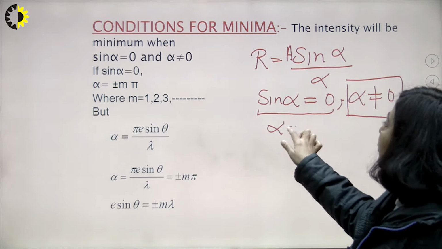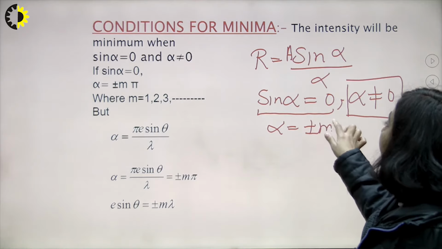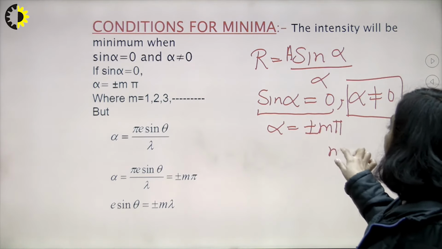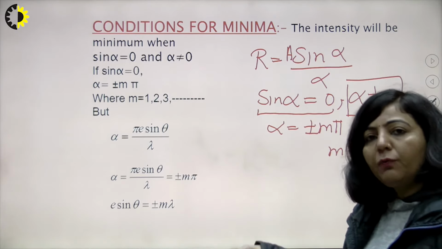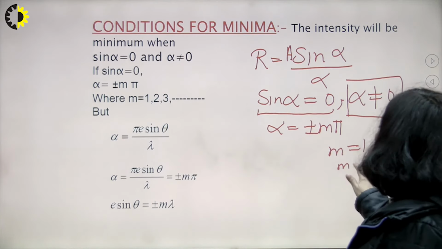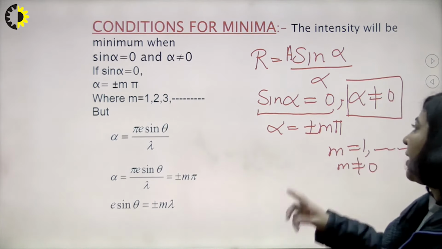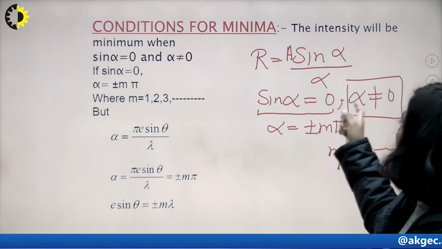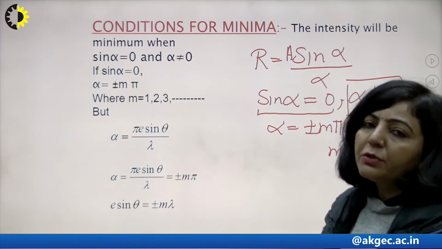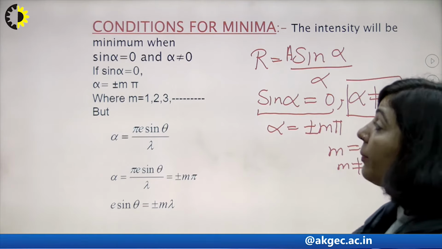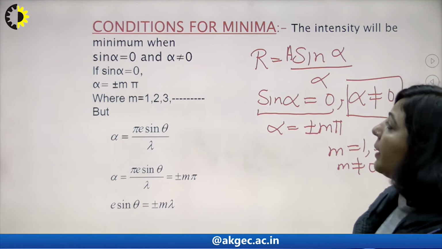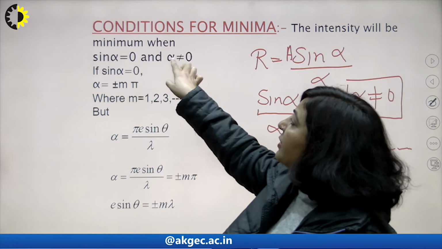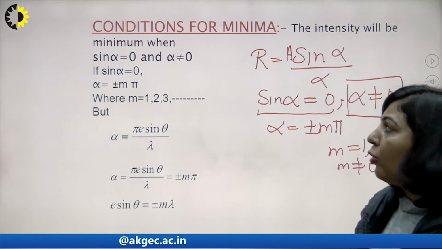It means alpha should be equal to plus minus m pi, where m starts from 1. It can take all the integer values 1, 2, 3, 4 and so on, but m is not equal to 0. Again the logic is the same. If m takes the value 0, then alpha will be 0, and you know alpha 0 is the condition of principal maxima, that cannot be a point of minima. So this is your condition for minima: sin alpha 0 and alpha is not equal to 0. I hope this is clear.